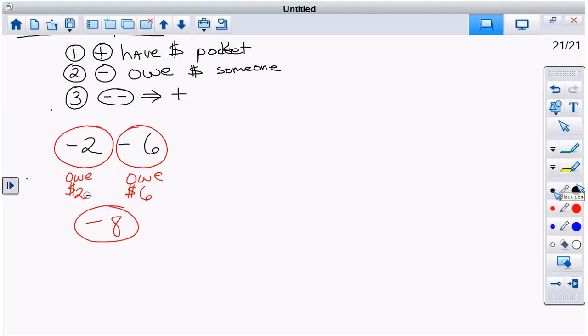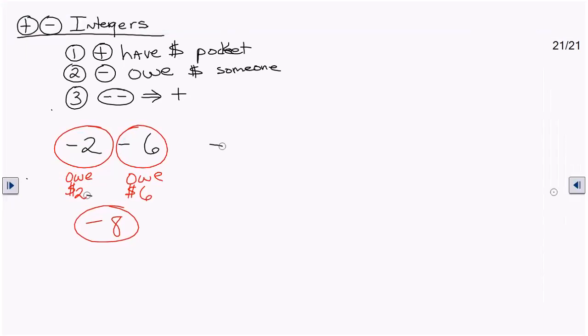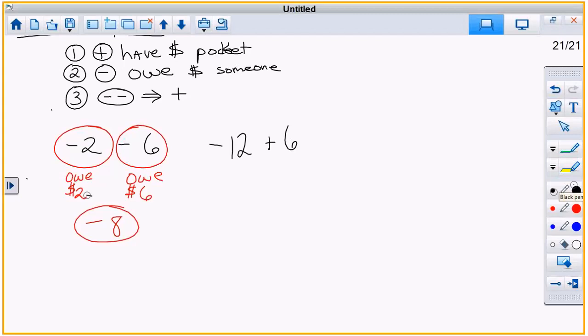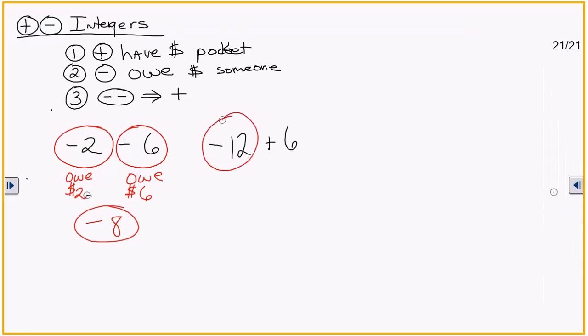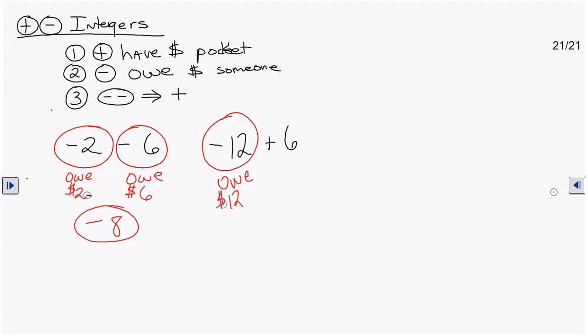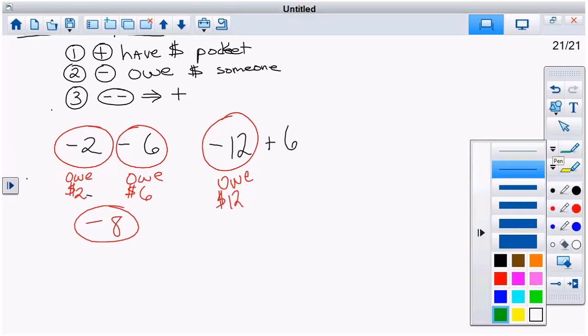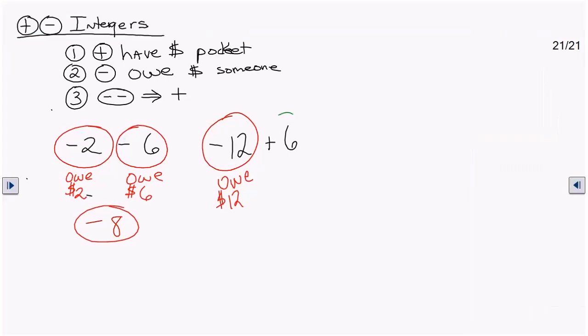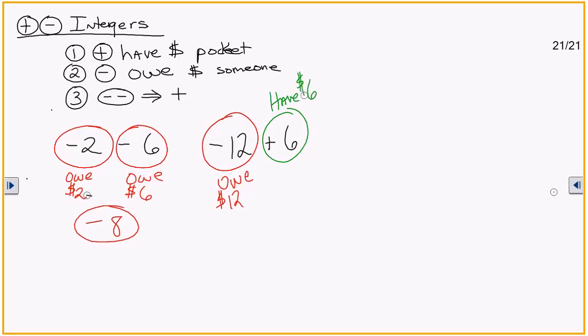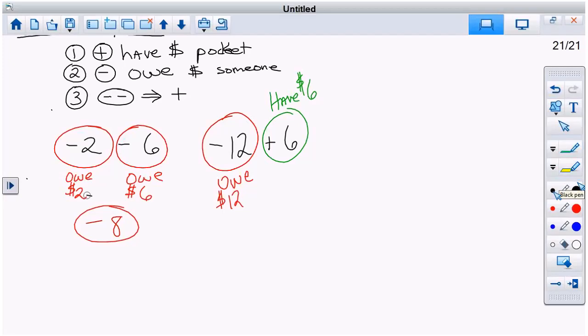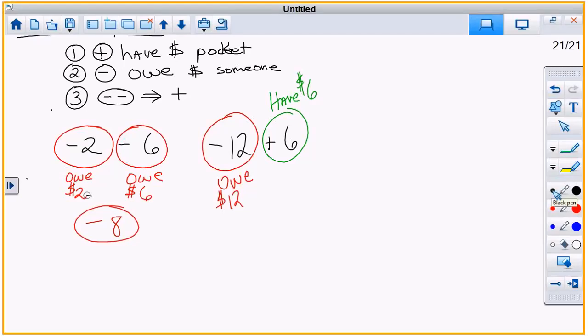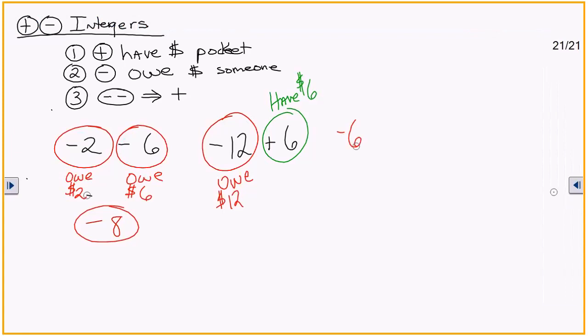Let's do another one. Here, you owe $12. Here, you have $6 in your pocket. So if you give that person $6, how much do you still owe them? You still owe them $6.